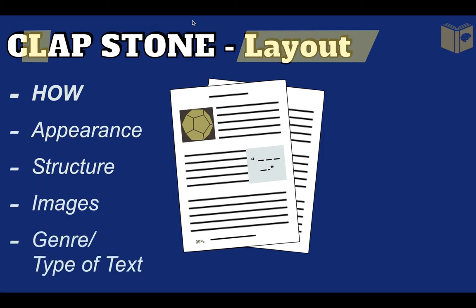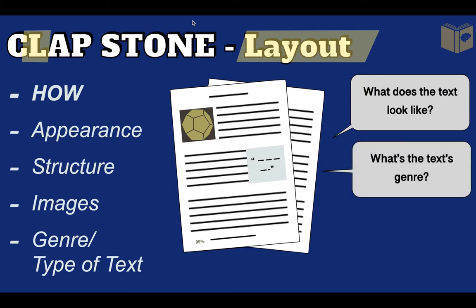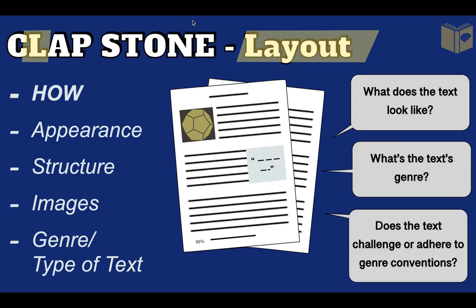Important questions to ask yourself are, what is the text genre? What does it look like? And does the text challenge or adhere to genre conventions? If the answer is the latter, make sure you ask yourself why these conventions have been broken and how they affect the purpose or reception of a text.